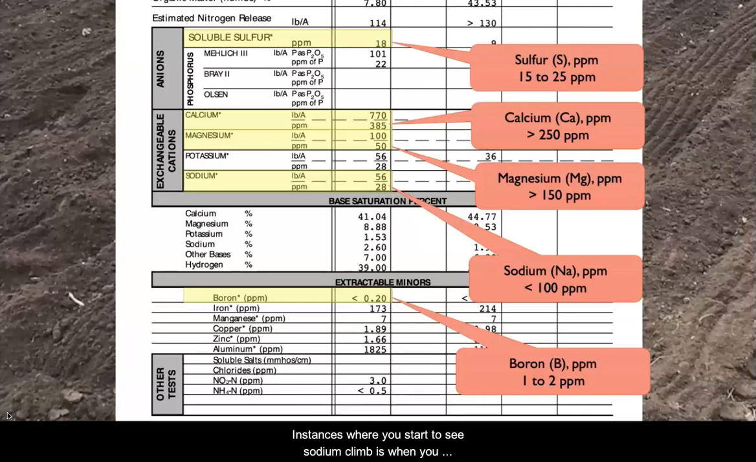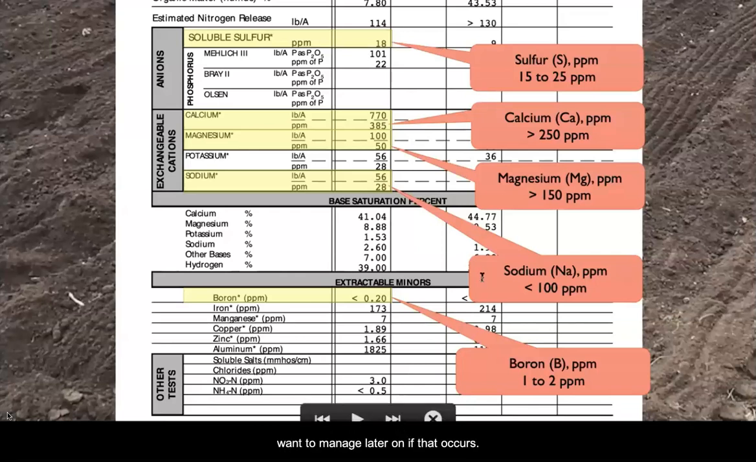Instances where you start to see sodium climb is when you use a lot of kelp or marine environment types of fertilizers in your soil, or if you've had a high tunnel and you've used limited irrigation and you haven't had the top off your high tunnel for a while. What happens is as things evaporate and as the plants transpire, they're pulling water up from deeper depths. So over time, that sodium starts to build up towards the surface. So that's something that you want to manage later on if that occurs. But again, we're looking for below 100 parts per million for sodium.